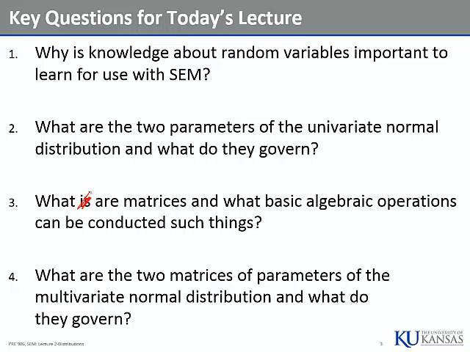Anyway, finally, analogously to question 2, what are the two matrices of parameters that govern the multivariate normal distribution? What are the two matrices of parameters of the multivariate normal distribution? What do they govern? So at the end of the class, unlike last time, I will pull this slide up and we will answer these questions together, and hopefully that'll give you a little bit better understanding.